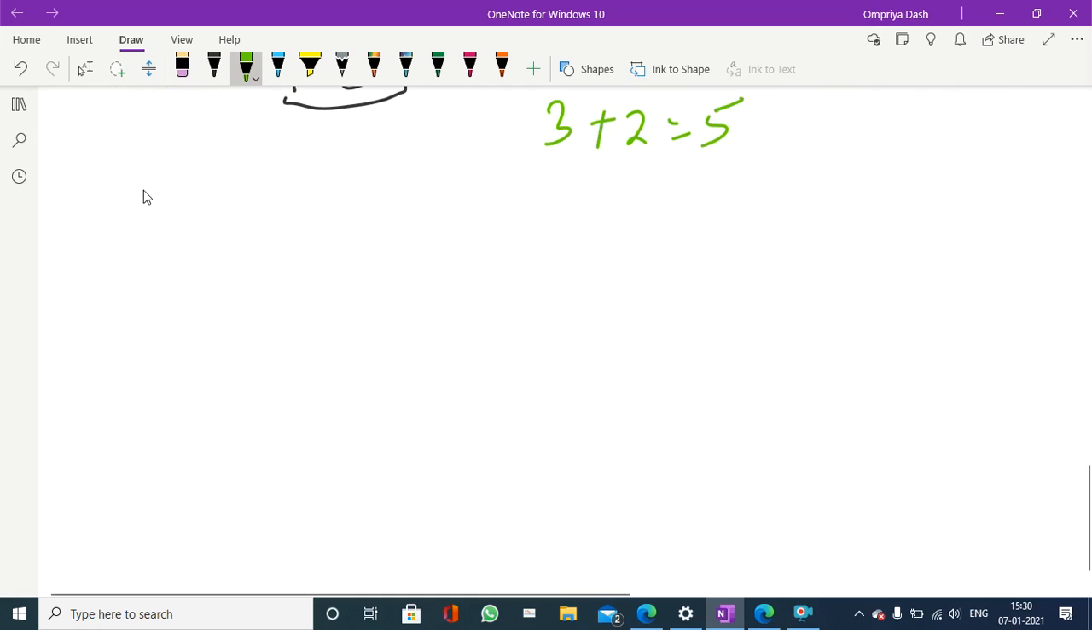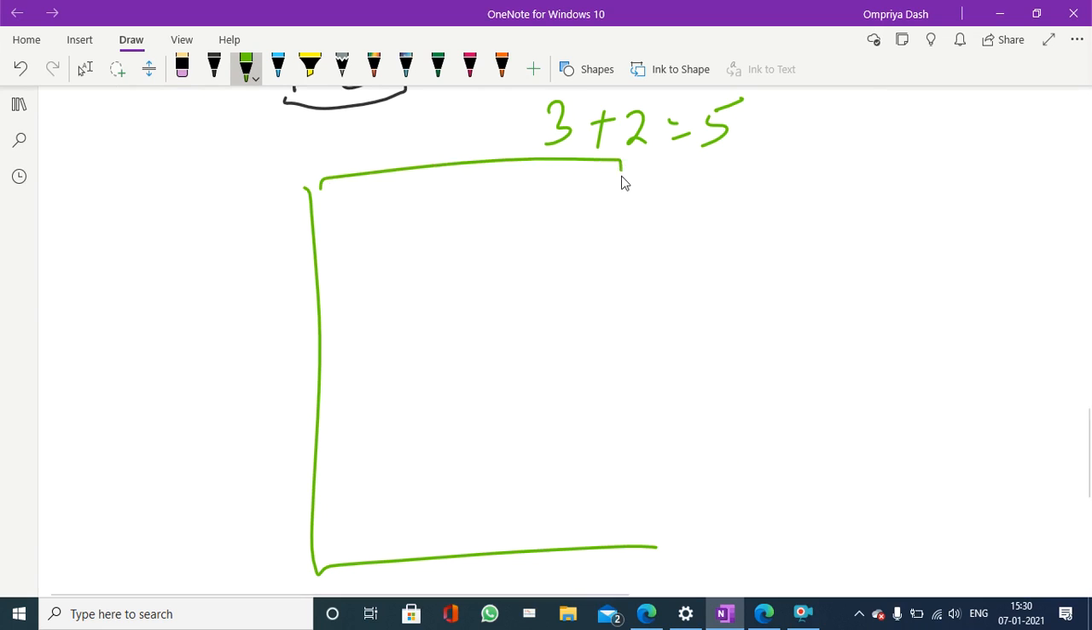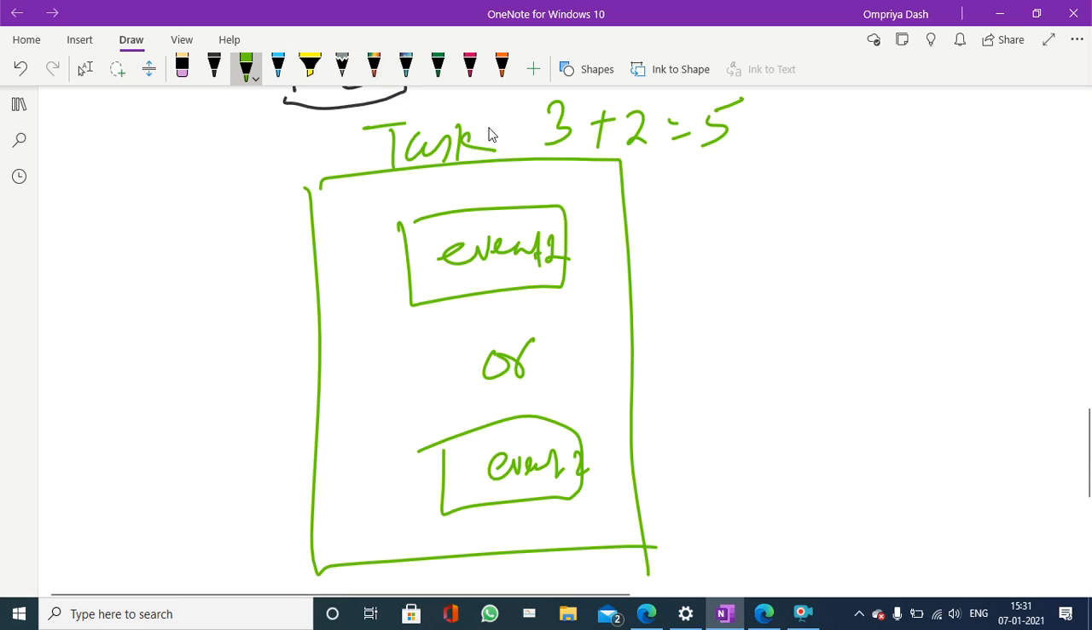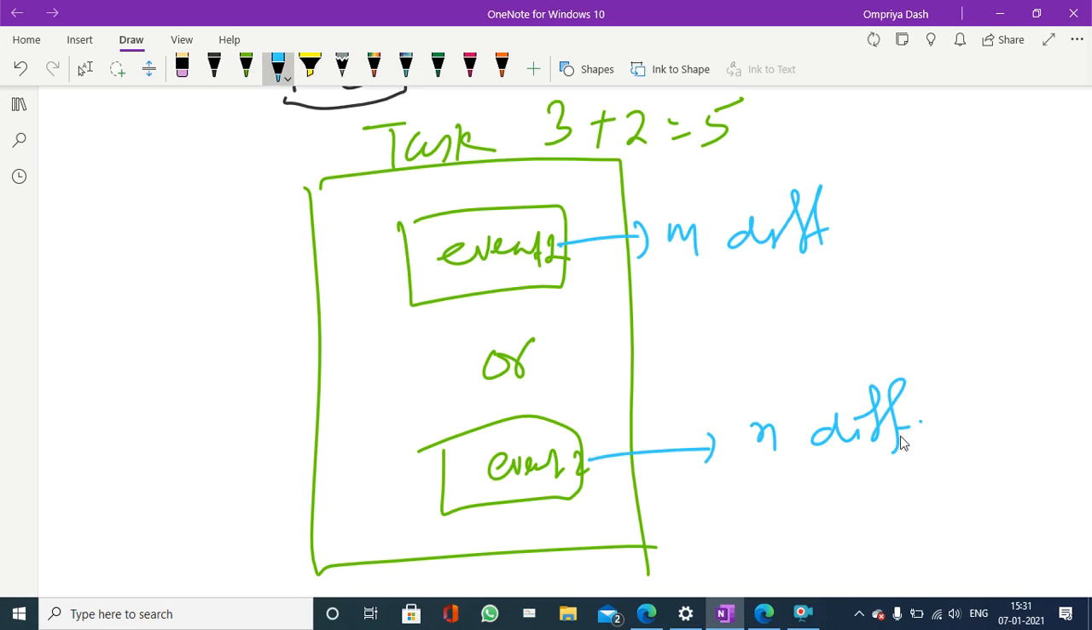So what does the fundamental principle of addition say? Suppose there is a task here, and suppose this task can happen by event 1 or it can happen by event 2. Not both. One of them has to happen, not both. And let's say event 1 can happen in m different ways, and event 2 can happen in n different ways. In this case, the task can be completed in m plus n different ways. You get my point so far? This is called the fundamental principle of addition, right?